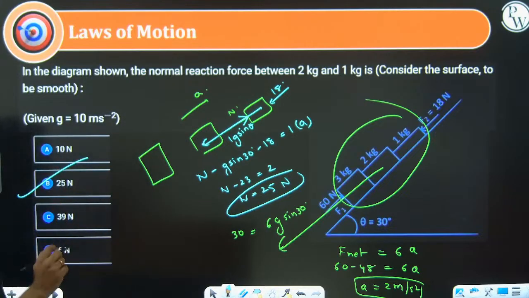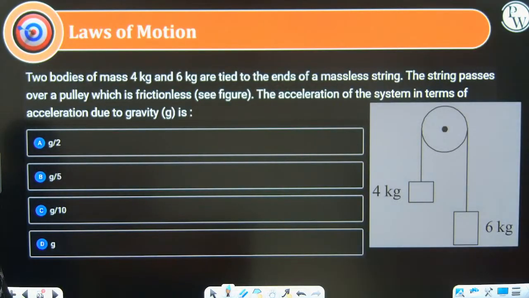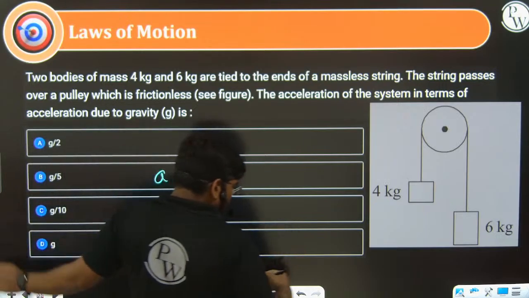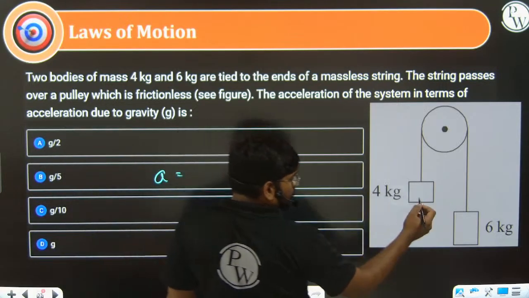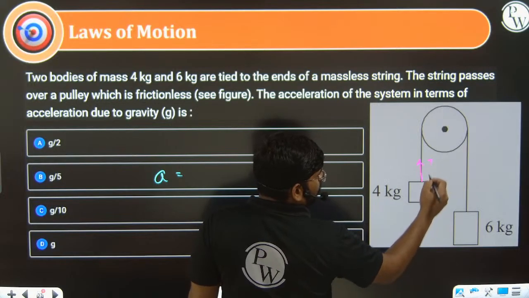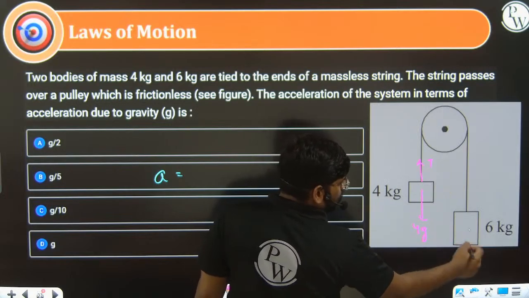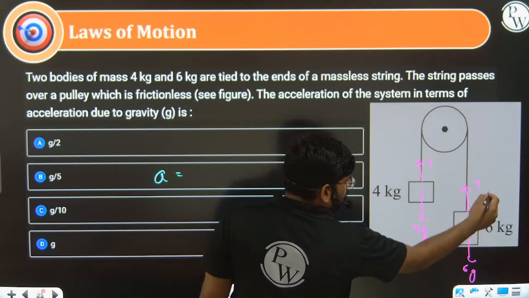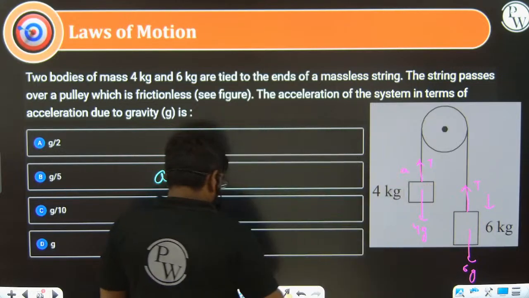Okay, so again, free body diagram, net force is equal to ma. That's what the concept is. Again, these are standard questions. Acceleration will be, so here what you can write? If you know the shortcut, helping forces and opposing forces, or else you have to draw the diagram: T, 4g, 6g, and T. Then one is going down, the other is going up.